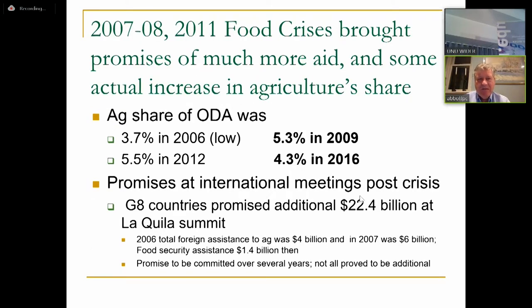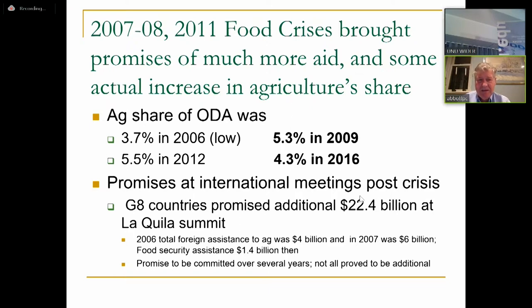There was somewhat of a change following the spike in commodity prices in 2007-08 and again in 2011. It brought huge promises of more aid and some actual increases. As I said, the low was 3.7% in 2006. In 2009, this jumped to 5.3% of ODA. Foreign assistance was 5.5% again in 2012. And the latest date is 2016, where it slipped to about 4.3%.